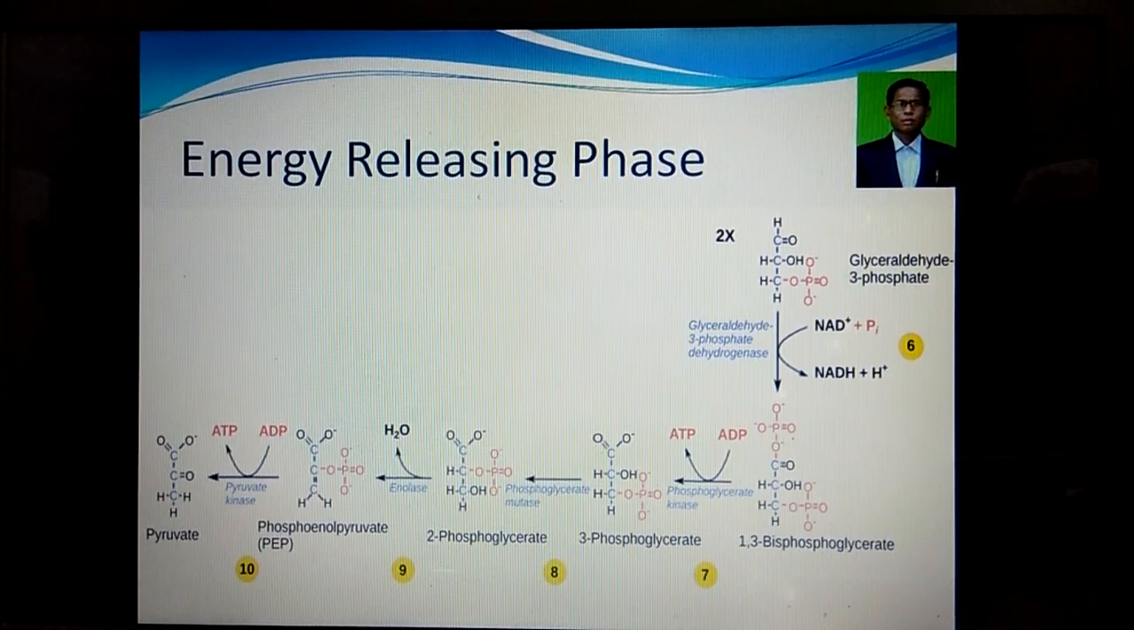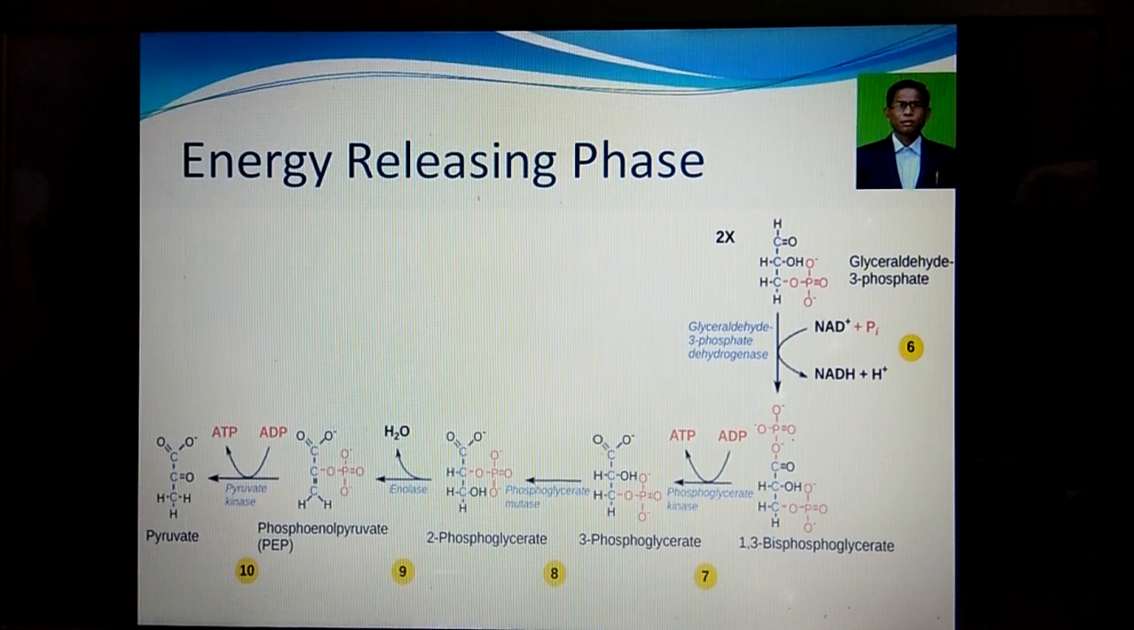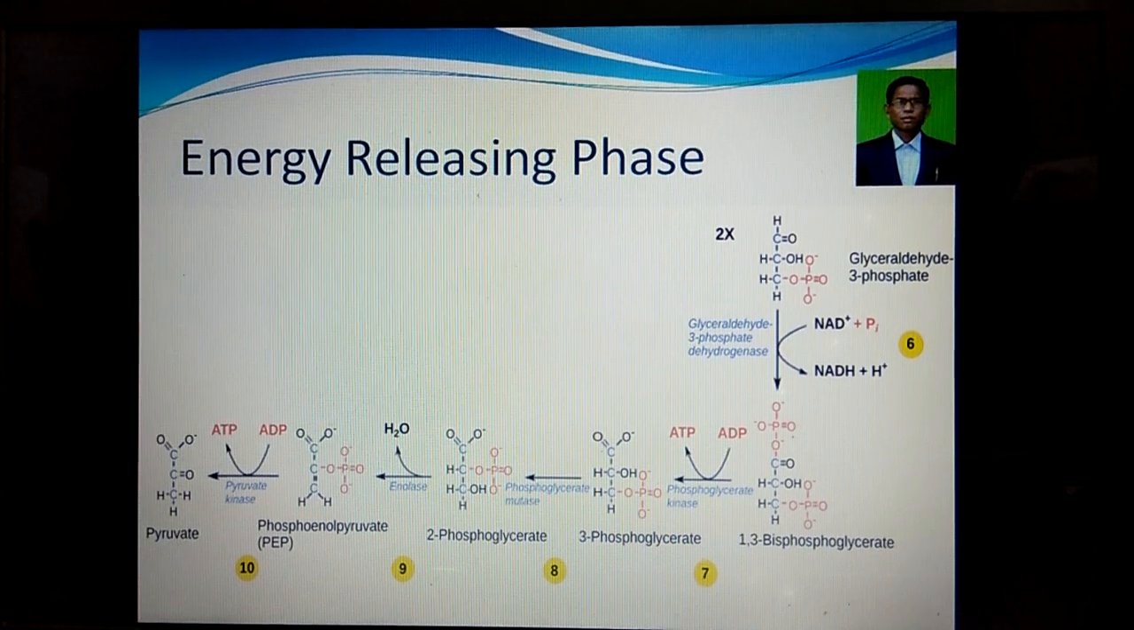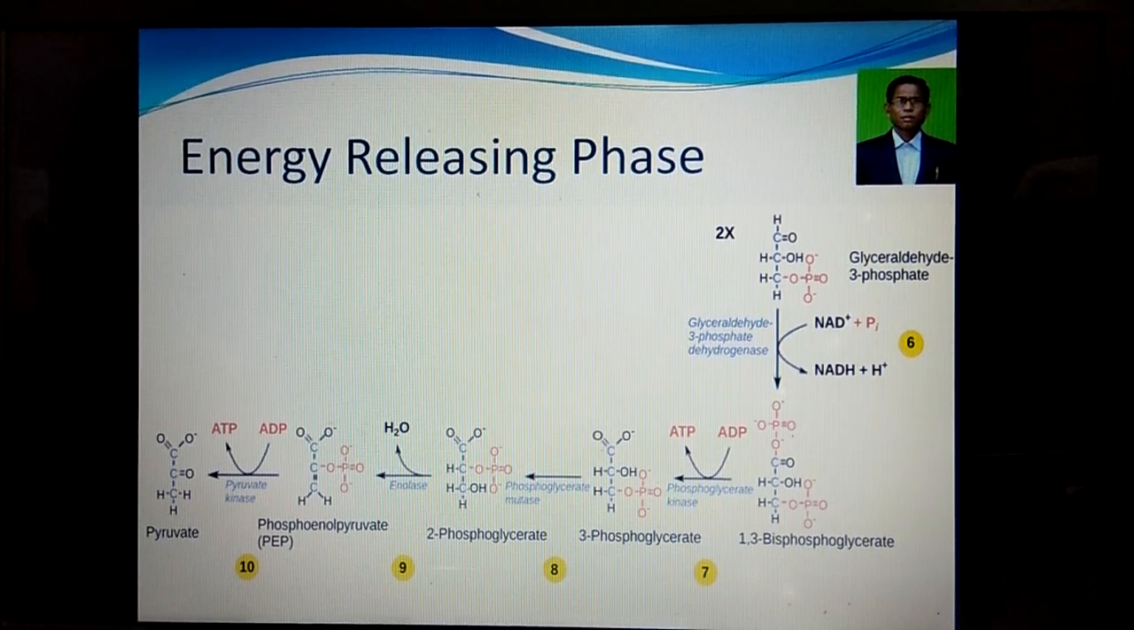In the next step of the energy releasing phase, 1,3-bisphosphoglycerate donates one of its phosphate groups to ADP, making a molecule of ATP and turning into 3-phosphoglycerate. This reaction is catalyzed by phosphoglycerate kinase in the presence of magnesium ions. Thus, at this stage, 2 ATP molecules are formed per molecule of glucose.